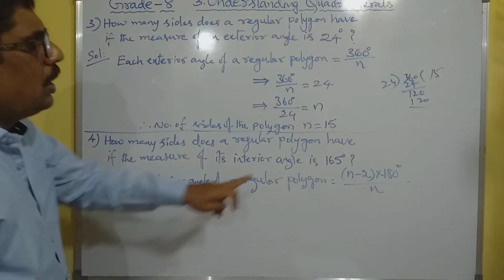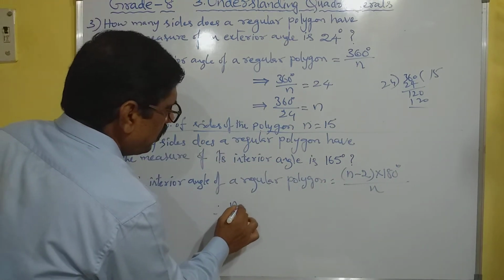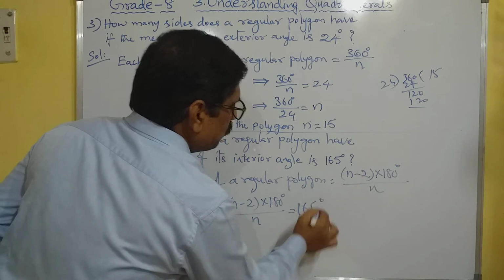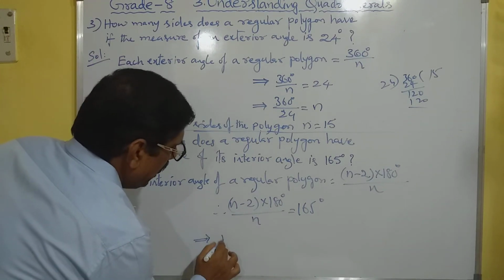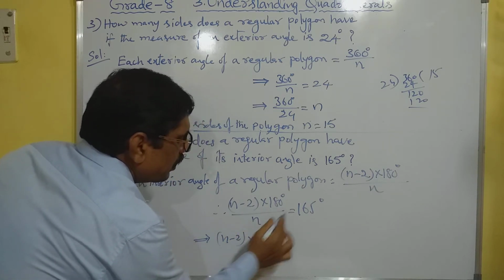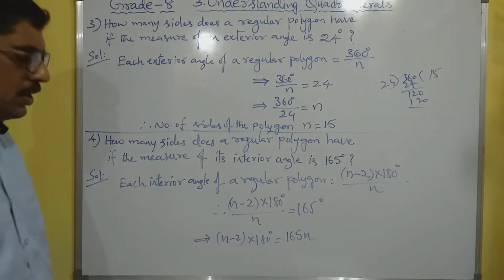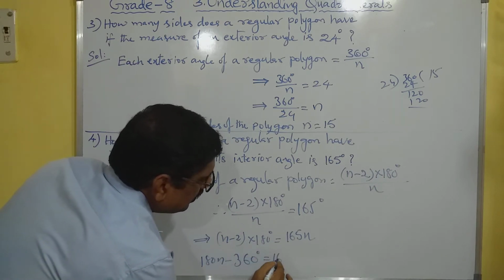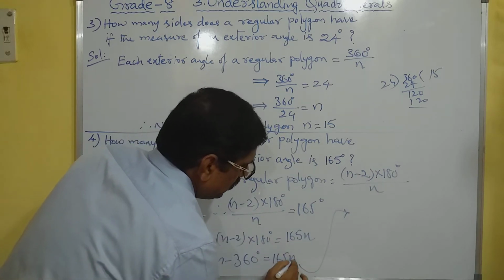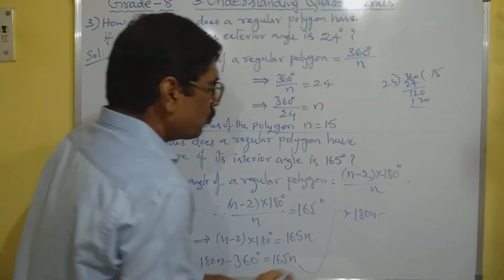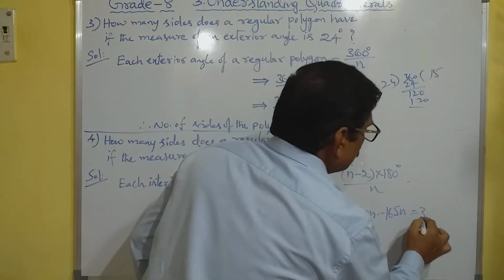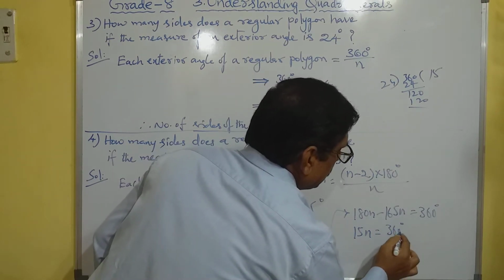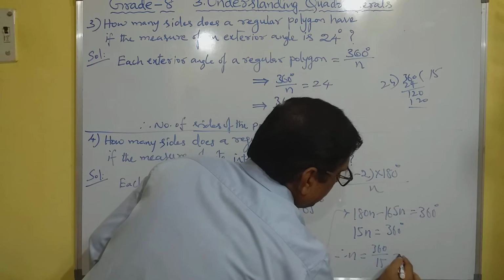So is it correct? Now the angle has been given as 165 degrees. Therefore let us equate with that one. n minus 2 into 180 degrees by n is equal to 165 degrees. If you transpose n into the RHS, it multiplies 165. n into 180 is 180n, minus 2 into 180, 360, is equal to 165n. Therefore, 180n minus 165n is equal to 360. If you send it to the RHS, 180 minus 165 is 15n is equal to 360 degrees. Therefore, n is equal to 360 by 15, which is 24.